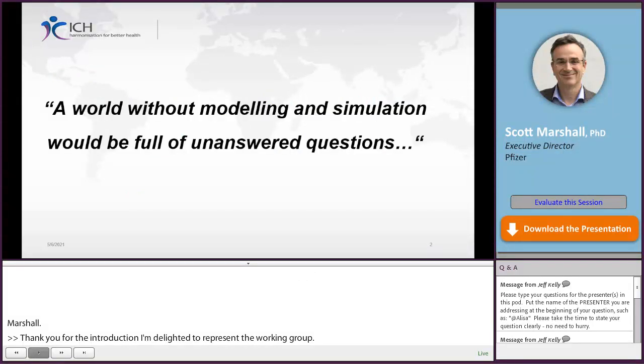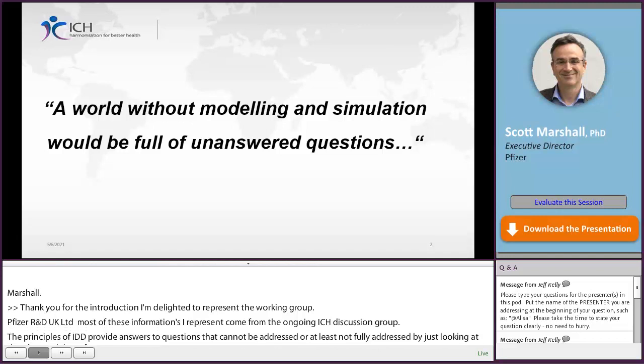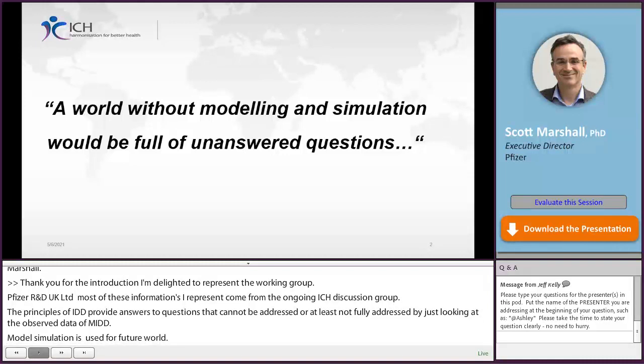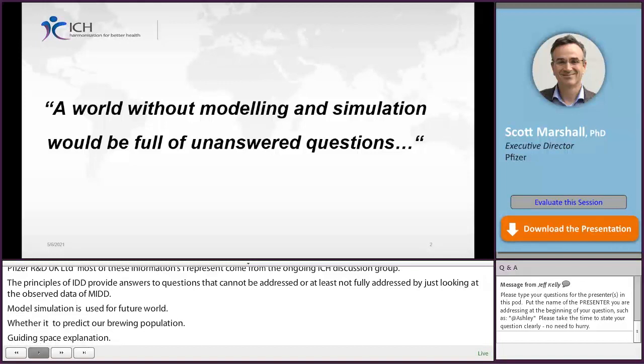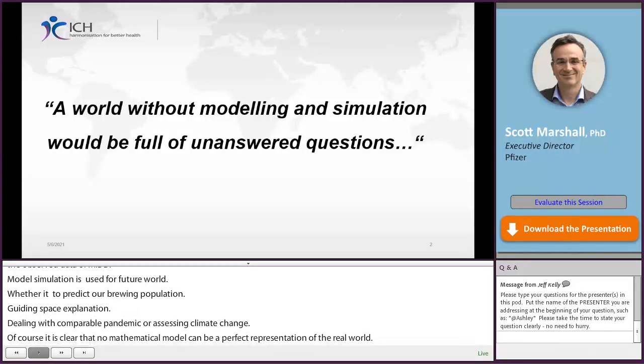The principles of MIDD stem from the underlying need to provide answers to questions that cannot be addressed, or at least not fully addressed, by just looking at observed data. Modelling simulation is in general used to guide, steer and inform our future world, whether it be in predicting how best to support our growing population, guiding space exploration, dealing with the current terrible pandemic, or assessing the impacts of climate change. Of course, it is clear that no mathematical model can be a perfect representation of the real world, but many can be useful in helping characterize the current situation and assessing future scenarios. In this context, MIDD concerns the practice of using modelling simulation to make drug development more efficient.